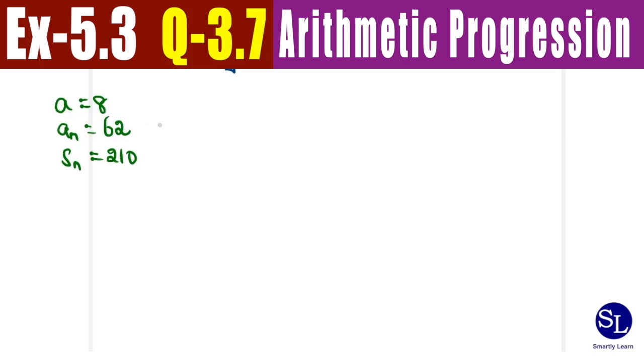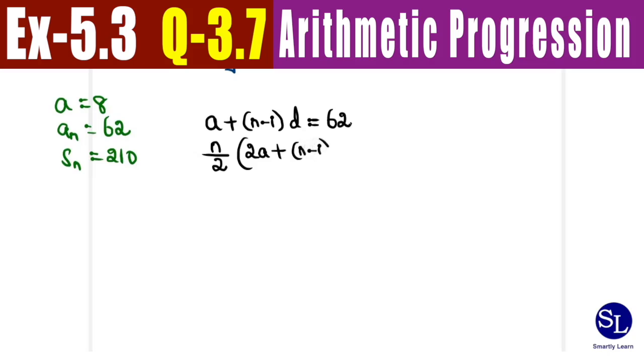So now let's write the formula for an. So an is a + (n - 1)d. So this is given as 62. Now let's write the formula for Sn. So Sn is given as n/2 × [2a + (n - 1)d], which is given as 210.